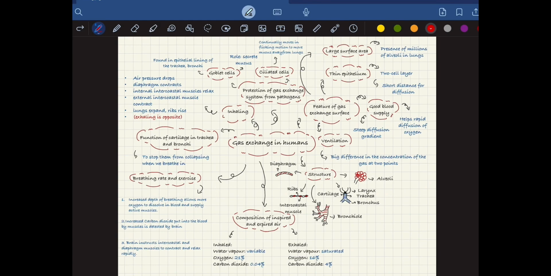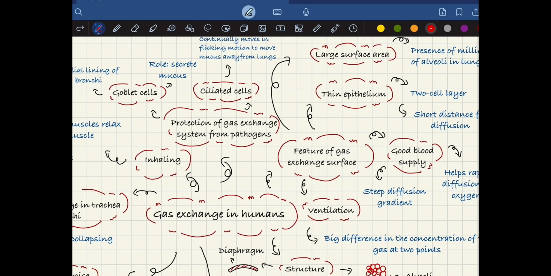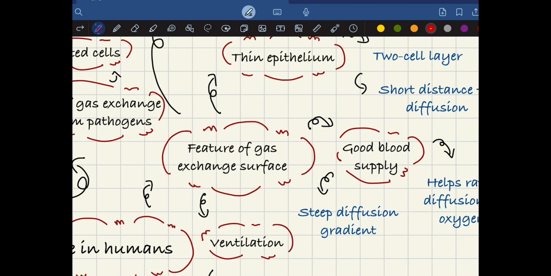Hi everyone, today I will be going through gas exchange in humans, which is chapter 11 of our syllabus. In this chapter we will be talking about how we inhale and exhale our gases and how our gases diffuse in our lungs. To start off, we will be looking at the features of the gas exchange surface first.